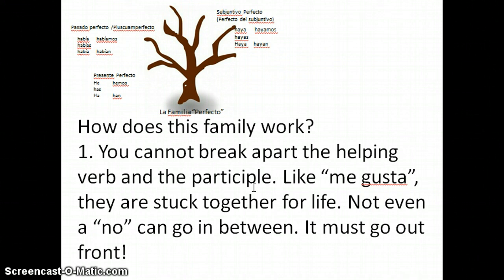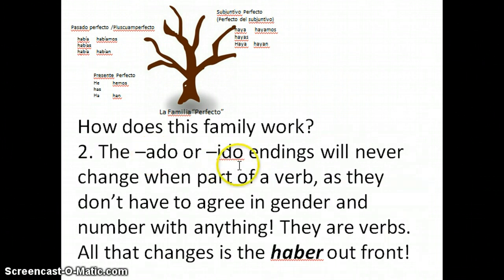A no can't go between, a mucho can't go in between. Everything has to go out in front. Okay? Number 2, the ado and the ido endings never ever will change when they're a part of the verb. Okay, because they don't have to agree in gender and number with anything.